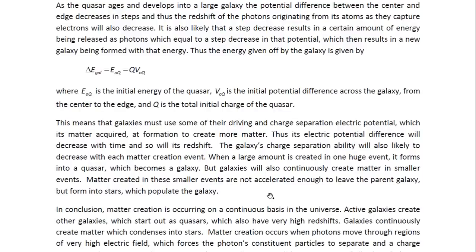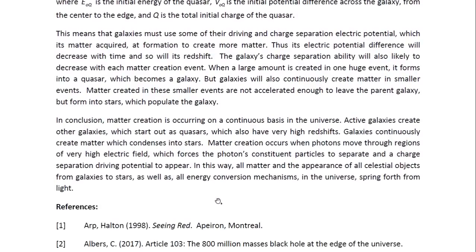The galaxy's charge separation ability will also likely decrease with each matter creation event. When a large amount is created in one huge event, it forms into a quasar, which becomes another galaxy. But galaxies will also continuously create matter in smaller events, and matter created in these small events are not accelerated enough to leave the parent galaxy, but form into stars which populate the galaxy. So, in conclusion, matter creation is occurring on a continuous basis in the universe. Active galaxies create other galaxies which start out as quasars, which also have very high redshifts. Galaxies continuously create matter which condenses into stars.